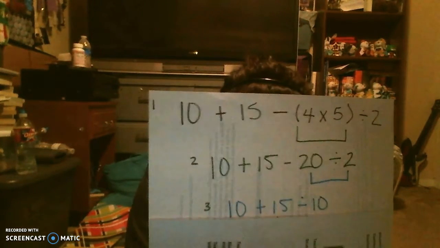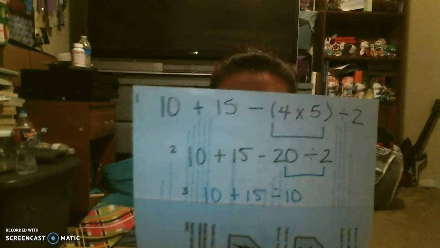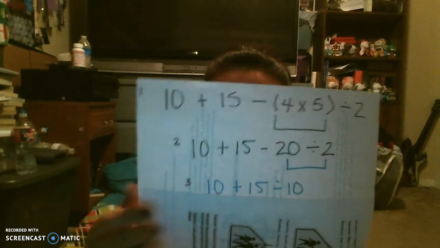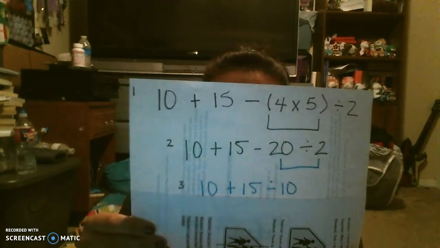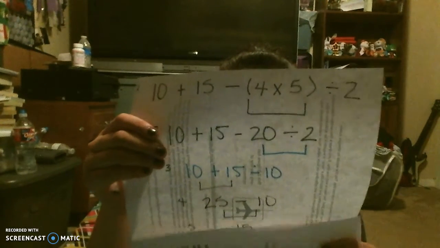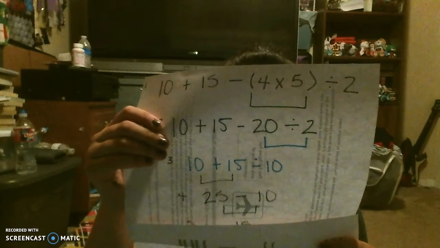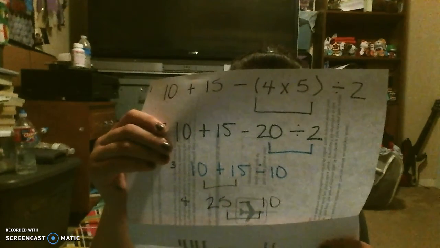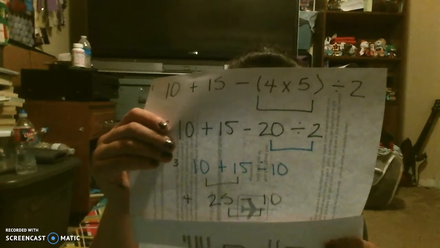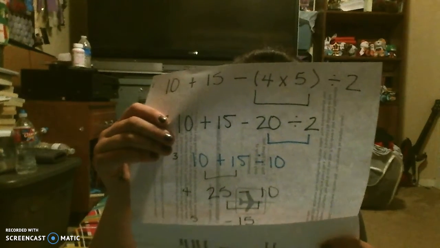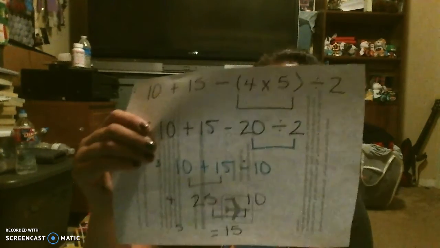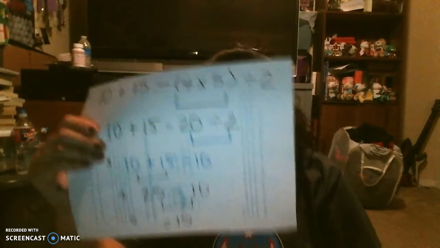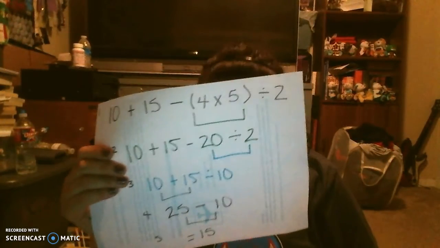All right, let's go down the next letter. Do I have any adding to do? Yes, I do. I have 10 plus 15, which gives me 25. All right, our last step is subtracting. And so we do have subtracting to finalize our answer. 25 minus 10 is 15. Do y'all understand now? Good.